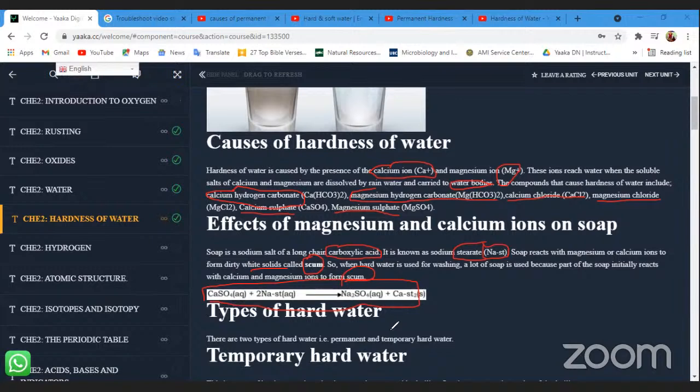Okay. This is why if you use borehole water or spring water or lake water, you always use a lot of soap. Now you know the reasoning behind that. I hope now you can explain it to your people at home why soap goes so much when you use hard water instead of soft water.